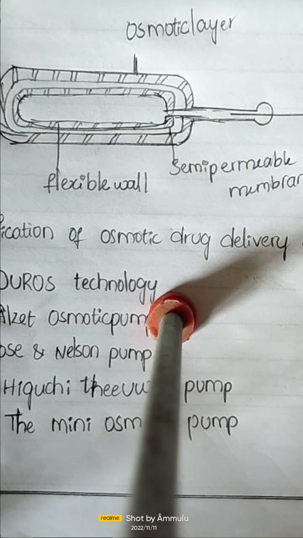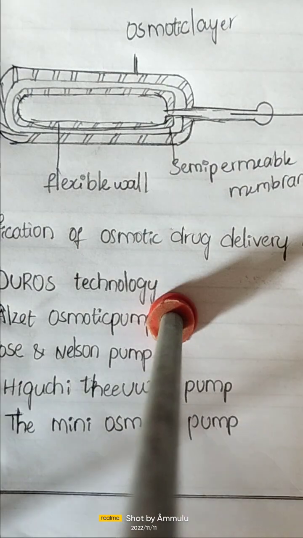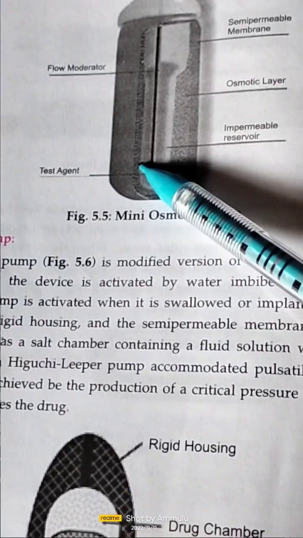Because the reservoir is compressed, it cannot be refilled. These pumps are designed only for a single dose during experimental studies in animal models. This is about the classification of osmotic drug delivery systems. This is the mini osmotic pump.